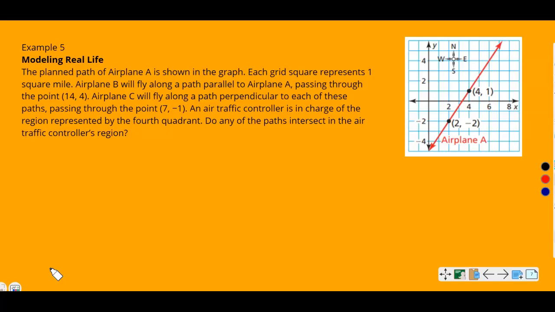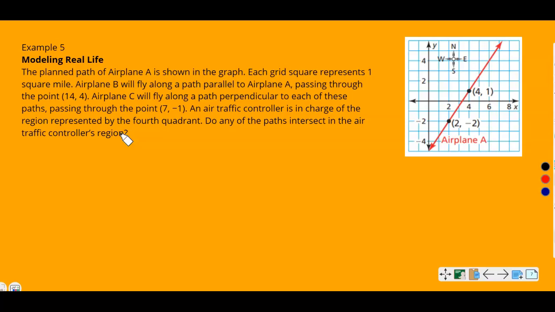Airplane B will fly along a path parallel to airplane A, passing through the point (14, 4). Airplane C will fly along a path perpendicular to each of these paths, passing through the point (7, -1). An air traffic controller is in charge of the region represented by the fourth quadrant. Do any of the paths intersect in the air traffic controller's region? All right, so what do we need to do to get started?